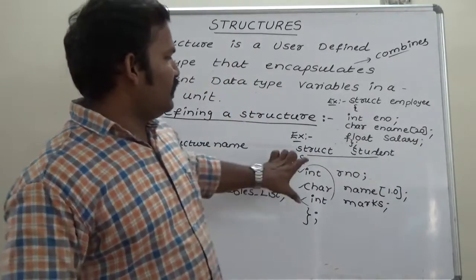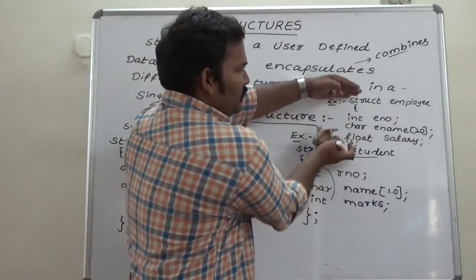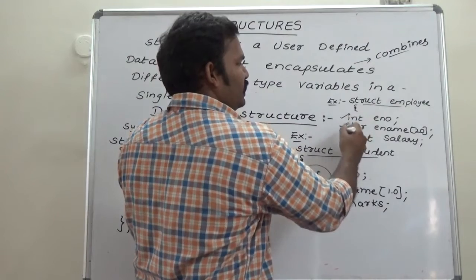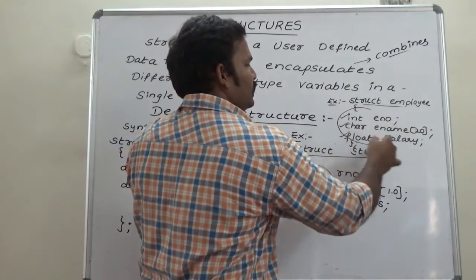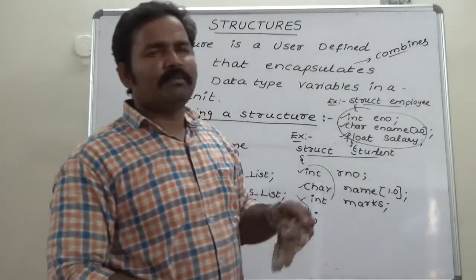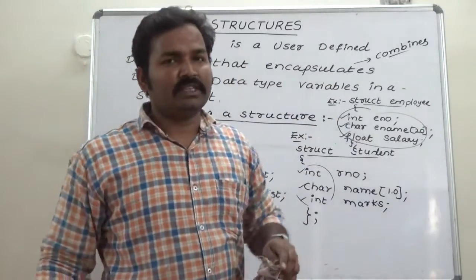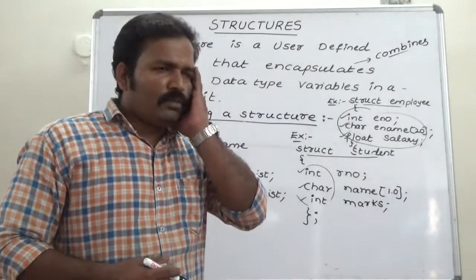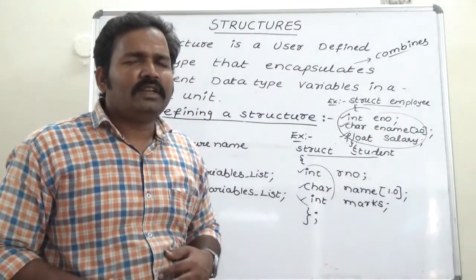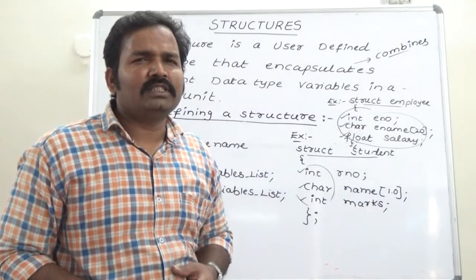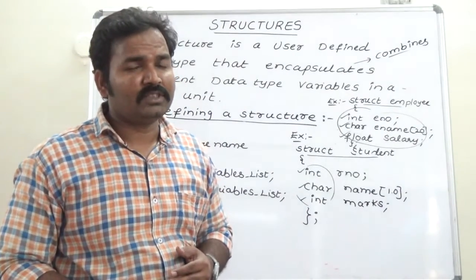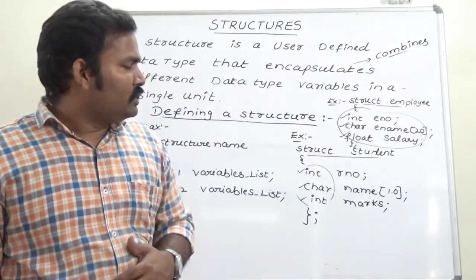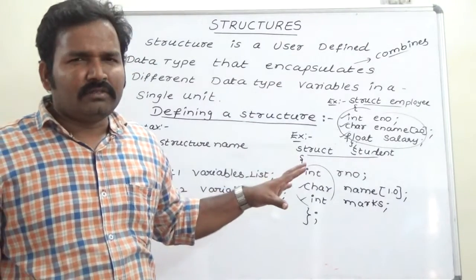So, clear? Structure combines different data type variables in a single unit. This is the definition of structure. One more important point: structure reduces the burden on the programmer. So, what is the purpose of structure? When do we use structure?